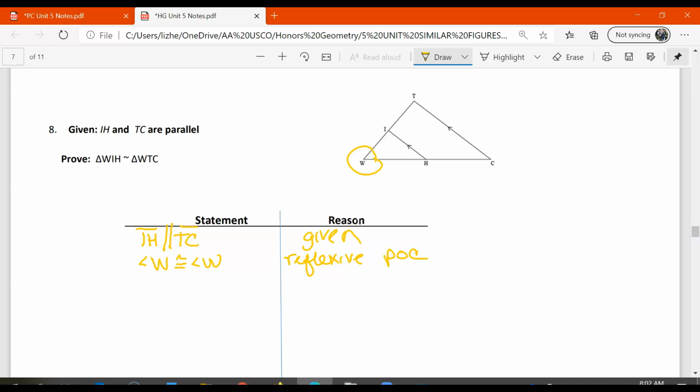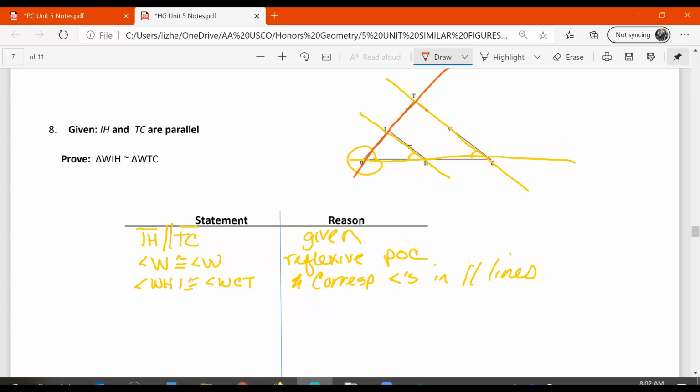And then I'm going to say, because we have parallel lines here, we actually have two different things. I could have this angle be equal to that angle, right? Because this is the transversal, which works. So let's just write that down. Angle WHI is congruent to WCT. Corresponding angles in parallel lines. But I also, just to point out, you could have done the other one, this transversal, and then this angle would be equal to that angle. So either one of those would be fine.